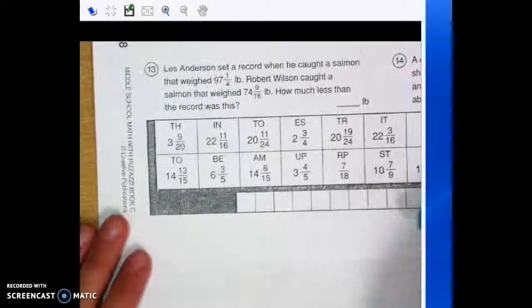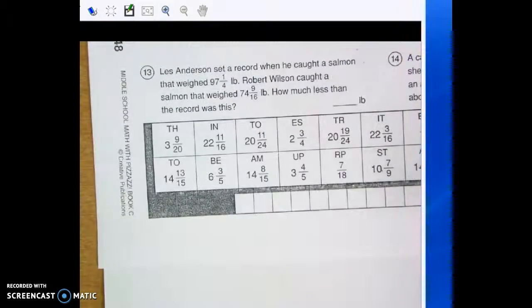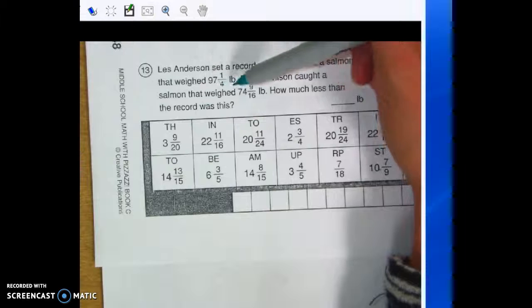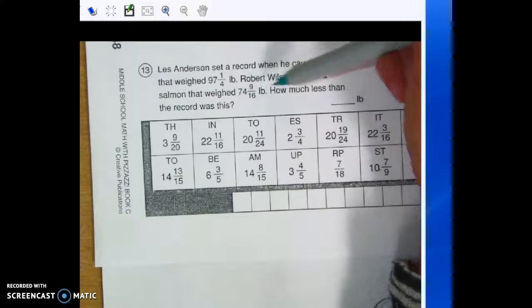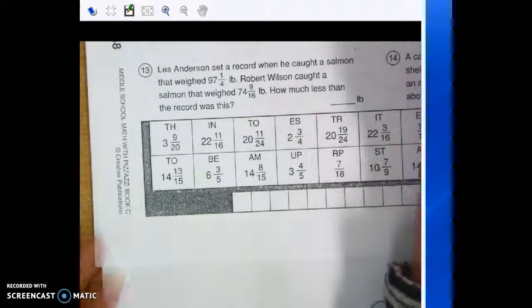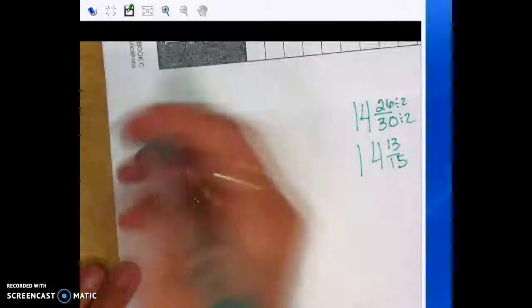All right, let's look at the 2 word problems here at the bottom. Les Anderson sets a record when he caught a salmon that weighed 97 1/4 pounds. Robert Wilson caught a salmon that weighed 74 9/16 pounds. How much less than the record was this? So we are subtracting those two. This is number 13.